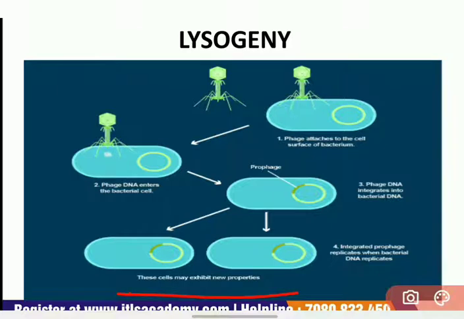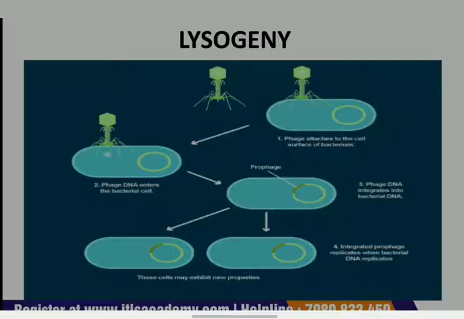These cells may exhibit new properties. Here, no kind of burst of the cell occurs. Phage DNA integrates with bacterial DNA and starts replicating, and it makes many copies of itself.